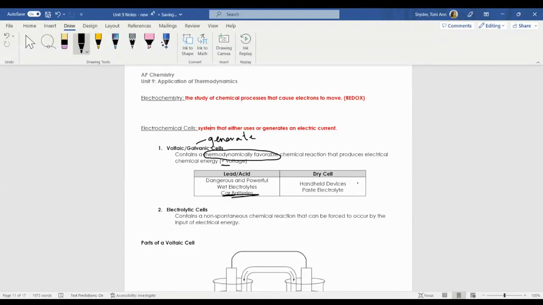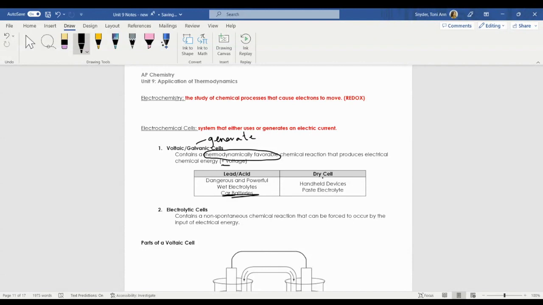You have very concentrated sulfuric acid in that battery, and you have some electrodes in there, and there's a redox reaction occurring that produces a very large amount of electricity, which is then used to power your car, in the most simple of terms that I can think of. So that's one type of battery. These tend to be wet electrolytes, where you have your solution of sulfuric acid.